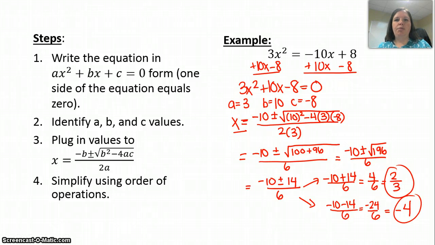So this is the one I'm showing you, reminding you how to do quadratic formula. Now here's the one that you're going to practice on.